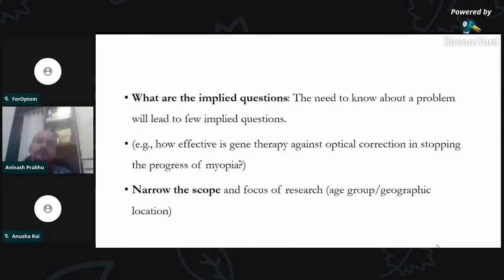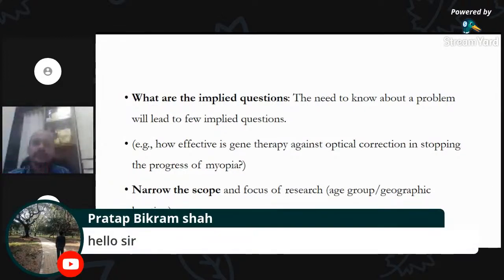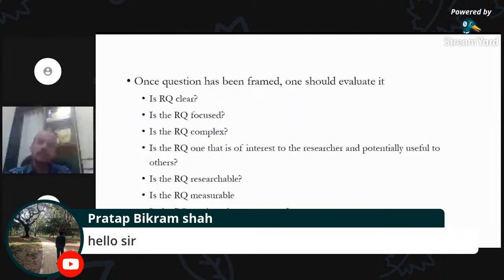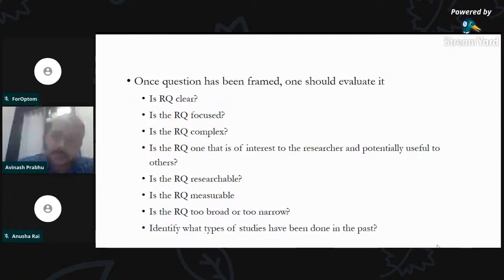So that's how you start with the broad topic of your research question. You bring it, narrow it down, and further refine it and make it the best refined topic by looking at the previous evidence which is already put up in the literature. So once you have put up a question, these are things you need to evaluate later. Is my research question clear? I'll go back to the previous example.